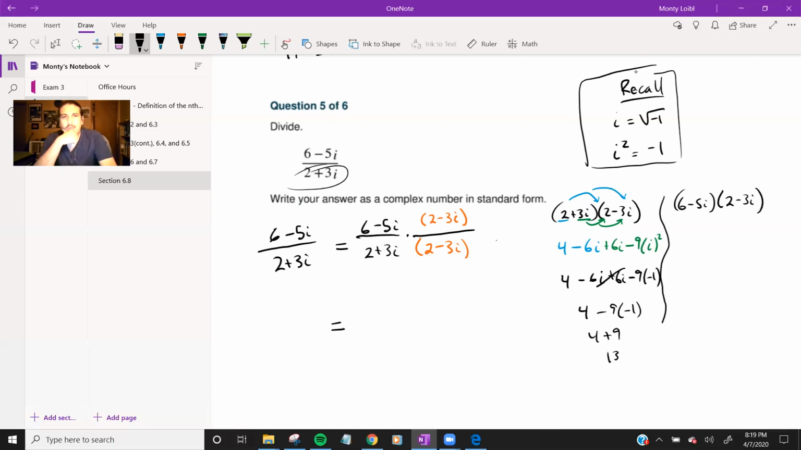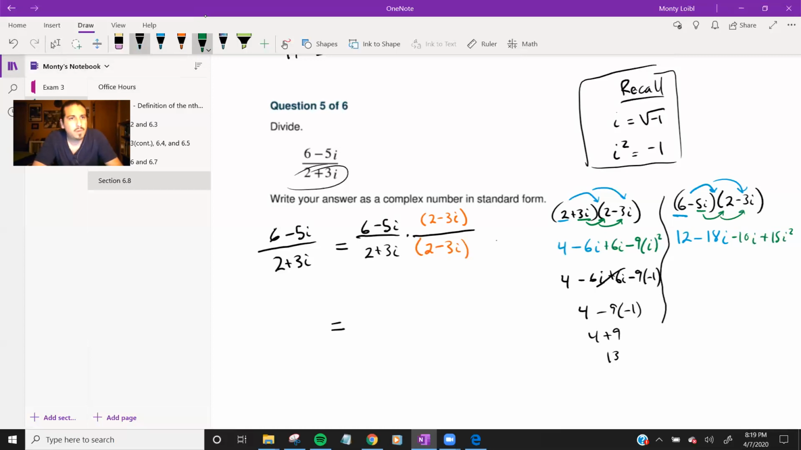Let's go ahead and distribute this here and see what we get. So in a similar manner, take 6, distribute that to each one of those. So you have 12. 6 times -3i is a -18i. And now we'll take our -5i and distribute to both. So -10i plus 15i squared, right?